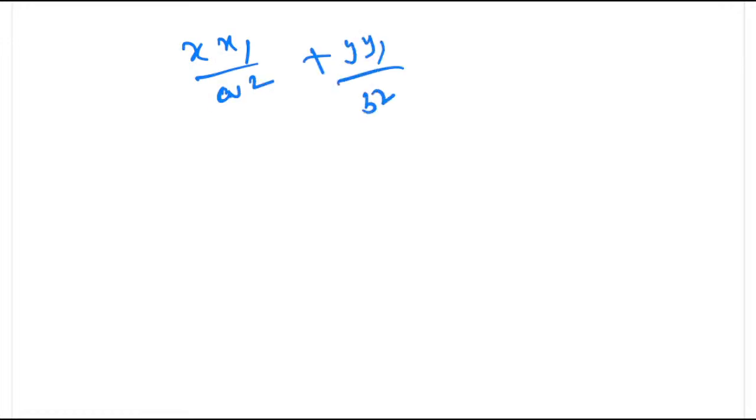So let me write that. For the ellipse, you will get xx1 by a square plus yy1 by b square equal to 1. That is the tangent equation. But x1, y1 is root 7 comma 9 by 4. So put everything there and give me the simplified value. This is one way, or else you can also consider what they gave directly.